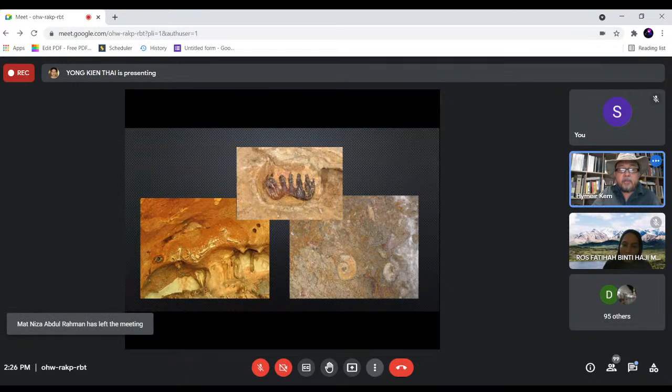And then top in the middle is Stegodon. It was discovered by Rose Fatiha and gang not long ago. It was just last year. So that was a very, very significant find. And because limestone is made from marine animals, sometimes you do find fossils of marine animals inside limestone. Next one.